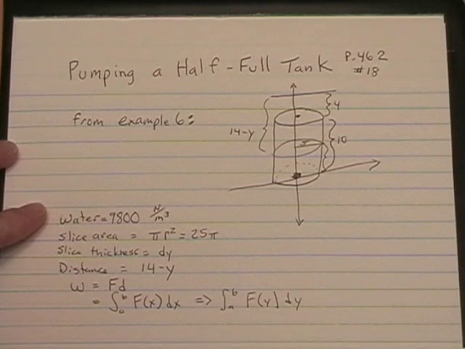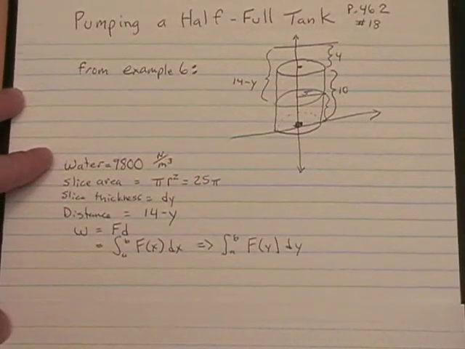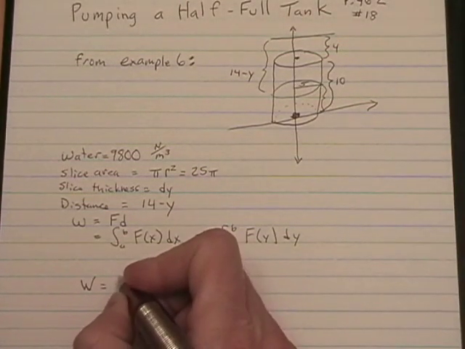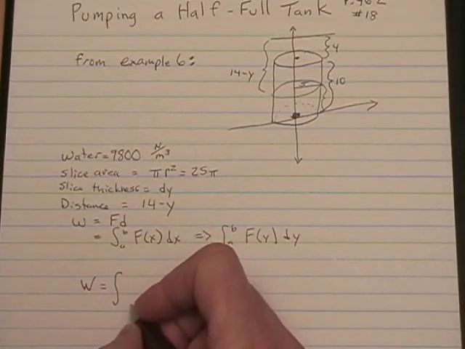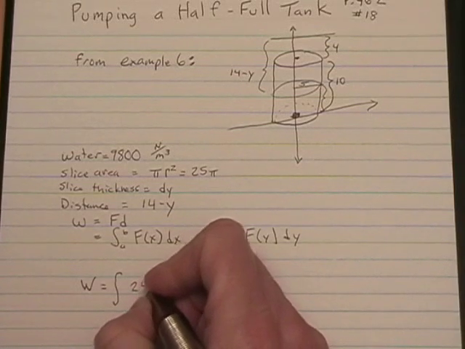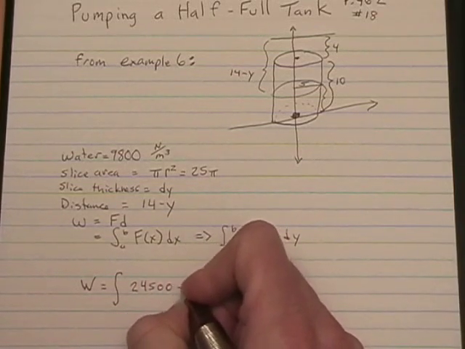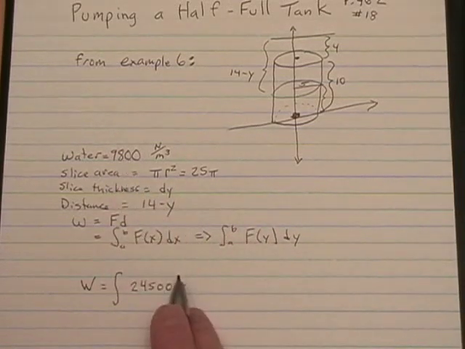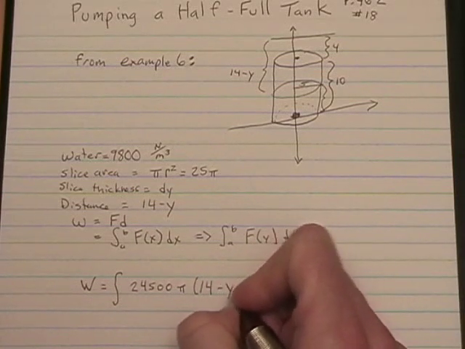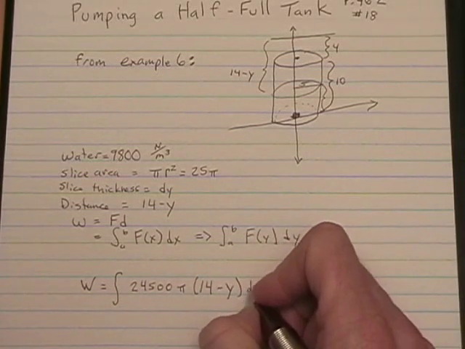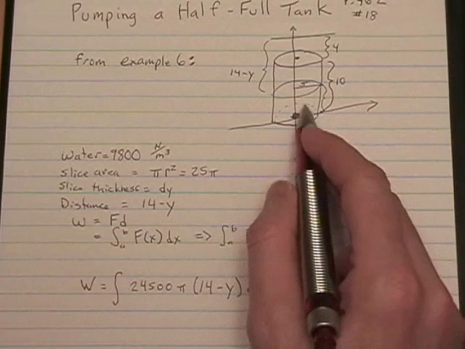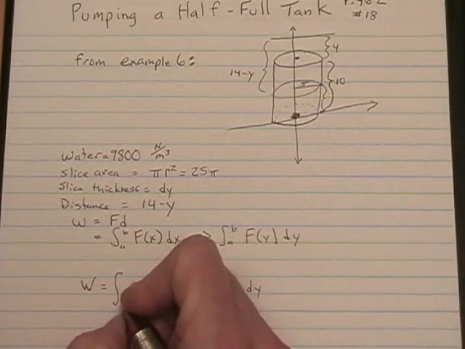So we're going to steal some pieces from the integral that they used in the example. The integral that we'll use is going to be very similar to the one from example 6. We still have 25 pi times 9,800. We still have 14 minus y for the distance, and we still have dy for the thickness. However, we are only going to integrate where the water is, which in this case is 0 to 5.